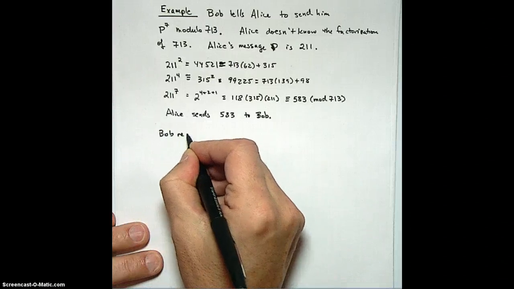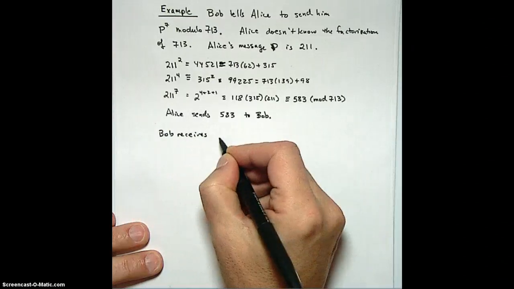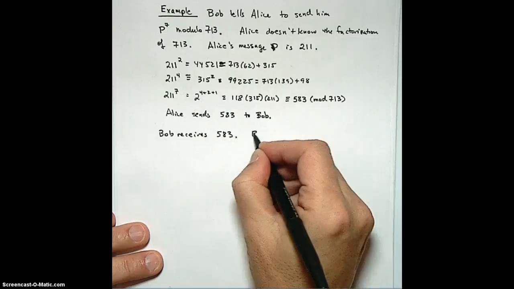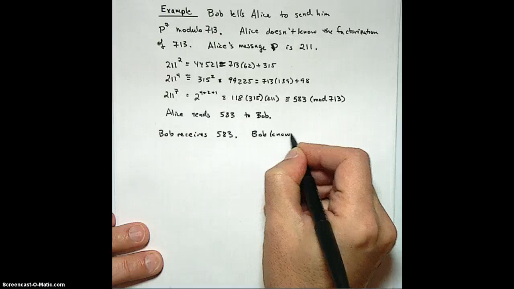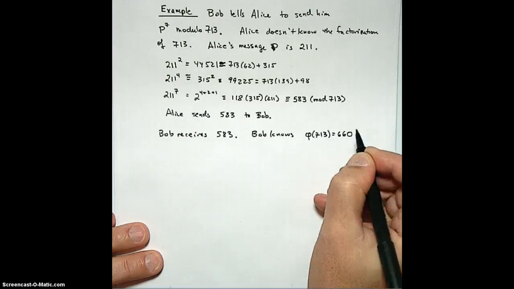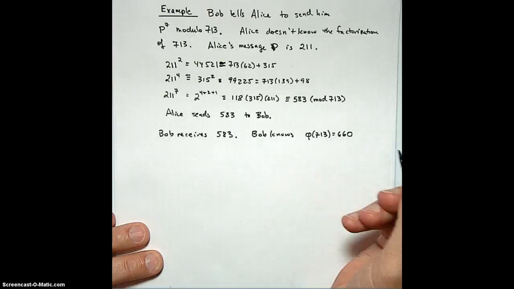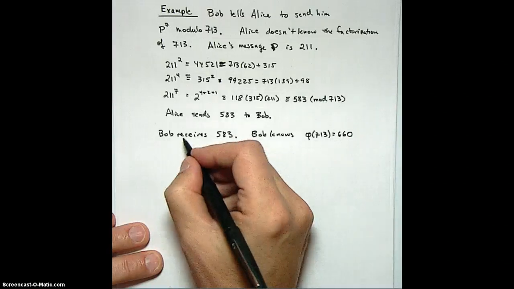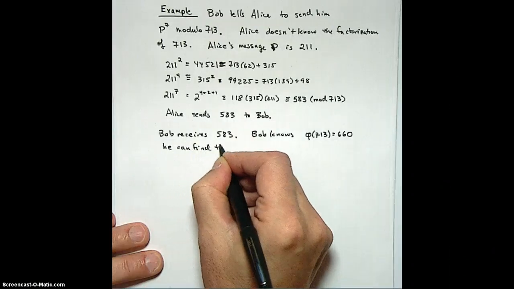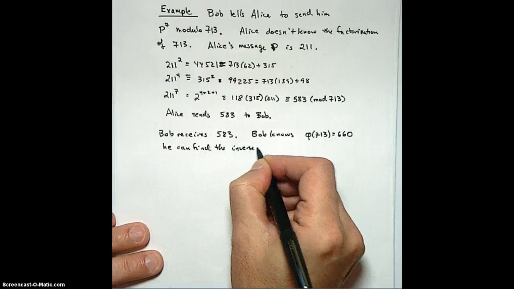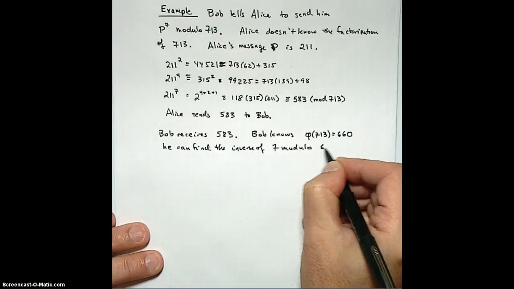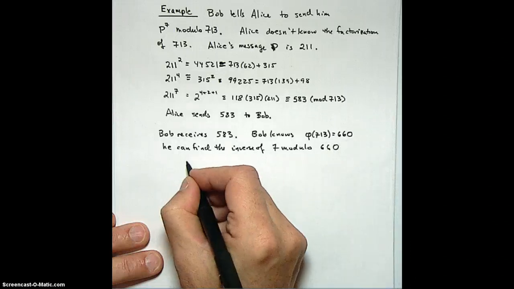Okay, so Bob receives the number 583. Bob knows that phi of 713 is 660, and neither Eve nor Alice knows this fact, so he can find the inverse of 7 modulo 660. Okay, so we use the Euclidean algorithm.